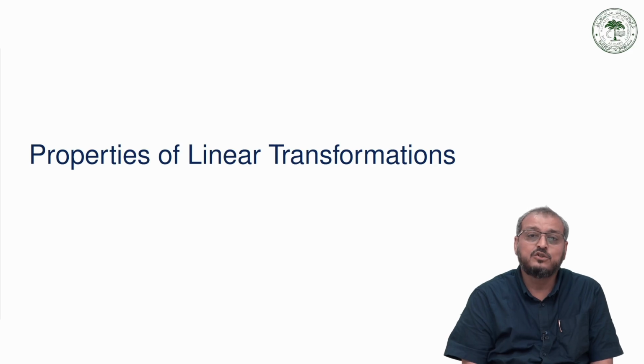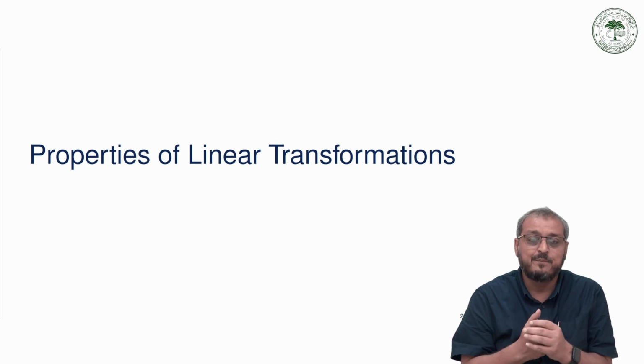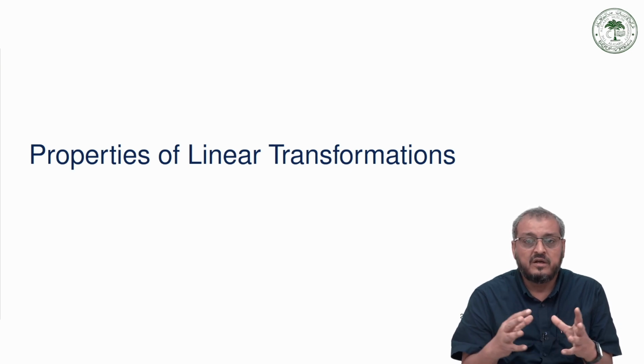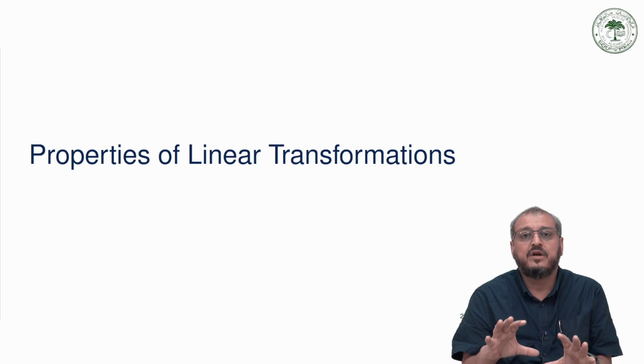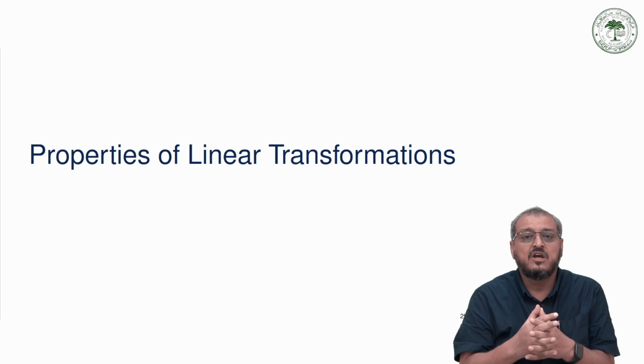In the last two classes, we discussed linear transformations, the definition of a linear transformation, and also various types of examples. I took different types of examples from different types of vector spaces. The other thing you have to understand is how to check whether any given map is linear or not.